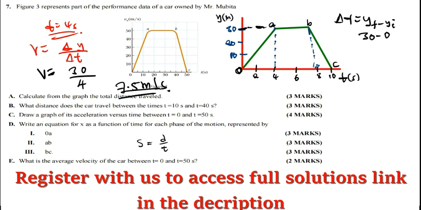The final now is at this line, which is 0. So the final is 0. The initial is, you started from Kabwe, which is B, 30, divided by time. Time now, B to C, is from 8 to 10. So 10 minus 8 is 2. So you end up having negative 30 divided by 2. So the velocity now at that point, since you are coming back, is negative 15 meters per second.